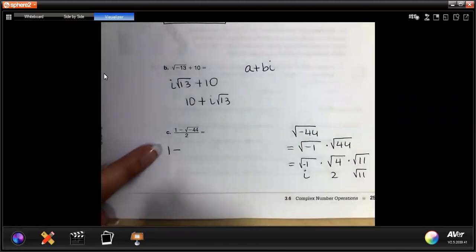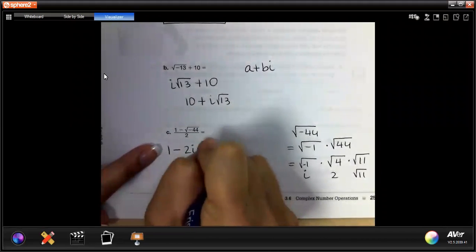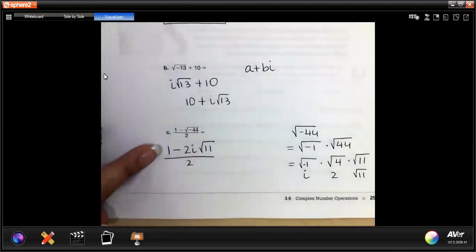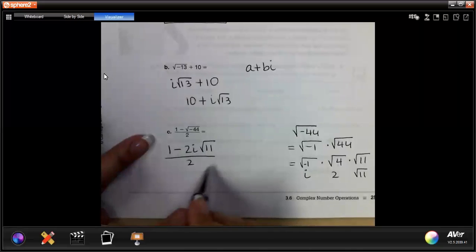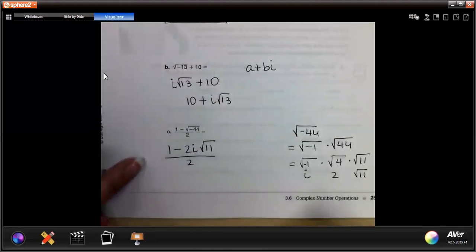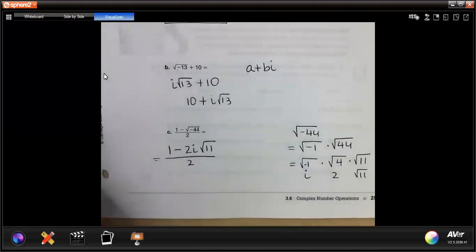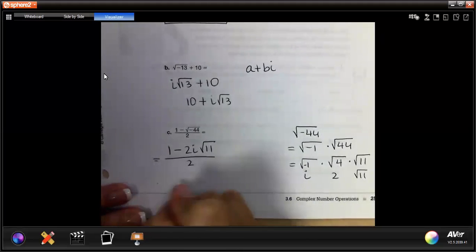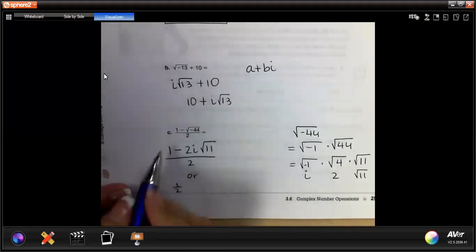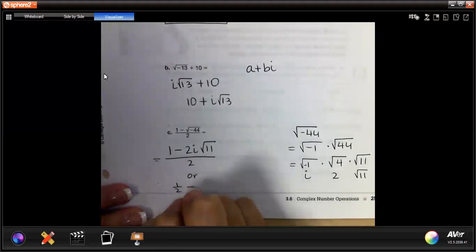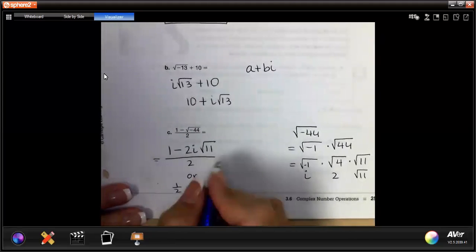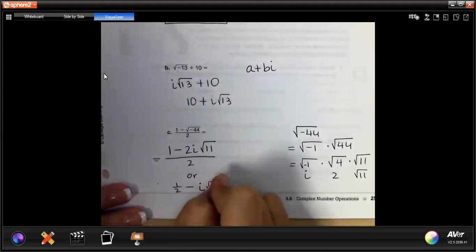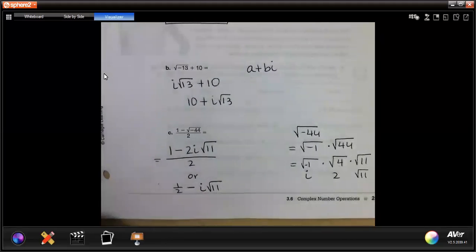So here we get 1 minus 2i root 11 over 2. And this is a perfectly good answer right here. So this would be a possibility on your simplification of the quadratic formula. You could also change it to 1/2 because 1 divided by 2 minus the 2 divided by 2 is just 1, so i root 11. Either one of those would be a correct answer.